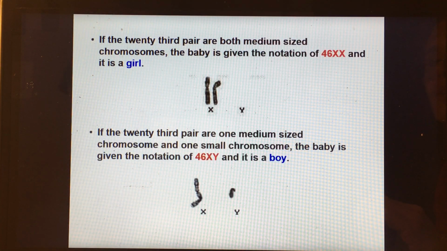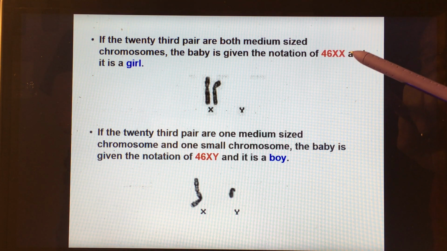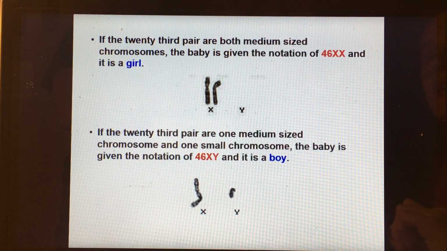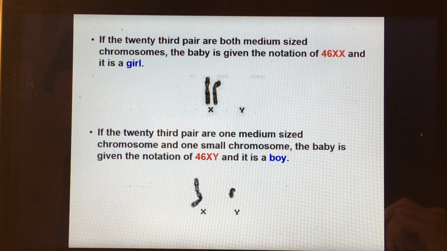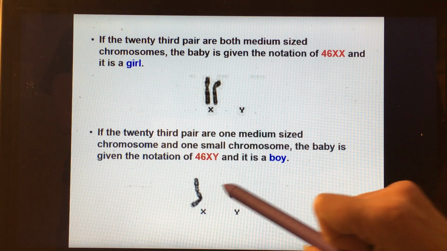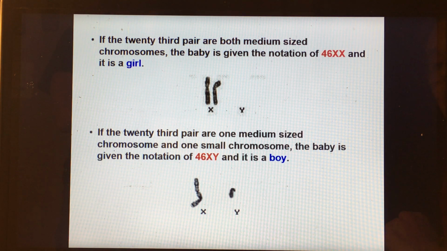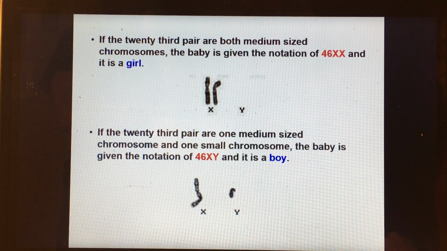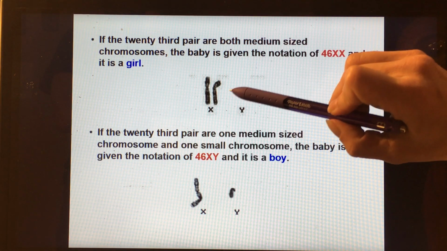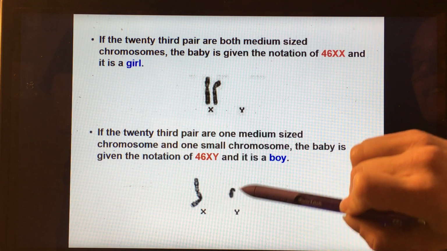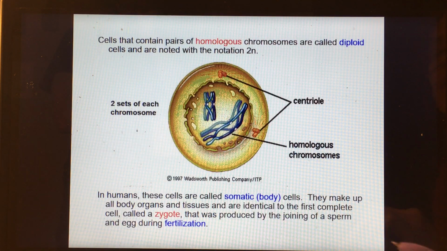So if you have 2 X chromosomes, the notation is 46XX, 46 because that's the number of chromosomes, XX tells you you have 2 X chromosomes, and in that case, the baby would be a girl. And if the 23rd pair is one larger and one smaller, this is 1 X chromosome and 1 Y, it is a boy. And since females only have X chromosomes, it's actually the father that determines whether the baby will be a male or female. So the female, all of her eggs will have an X chromosome in them. Sperm, half of them will have an X and the other half will have a Y chromosome.